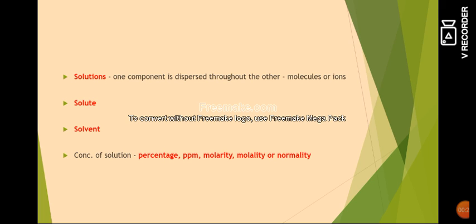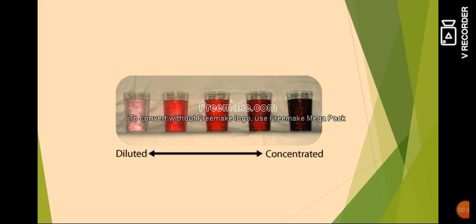The concentration of the solution is generally expressed in terms of percentage, ppm, molality or normality. There are several ways to express the amount of solute in a solution in a quantitative manner. The concentration of a solution is a measure of the amount of solute that has been dissolved in a given amount of solvent or solution.